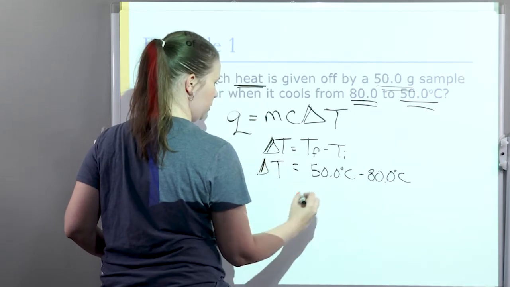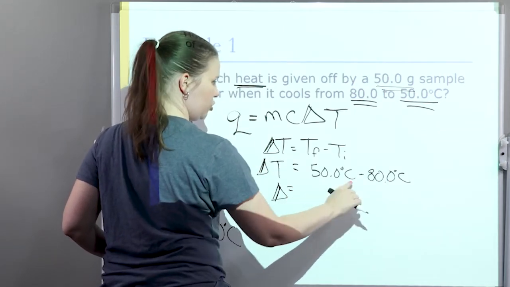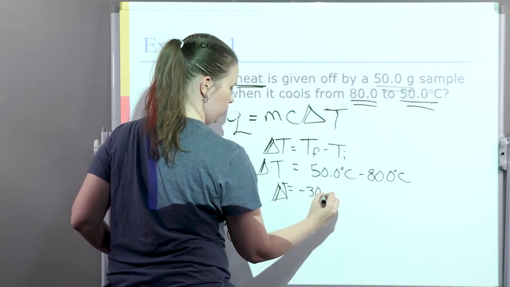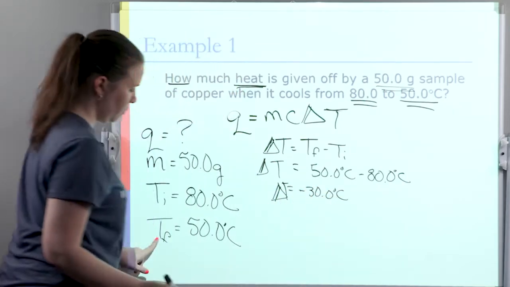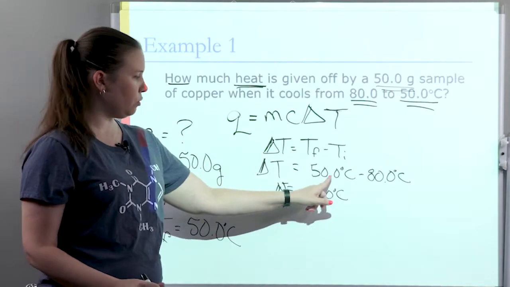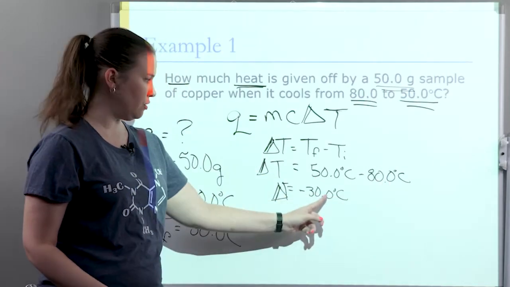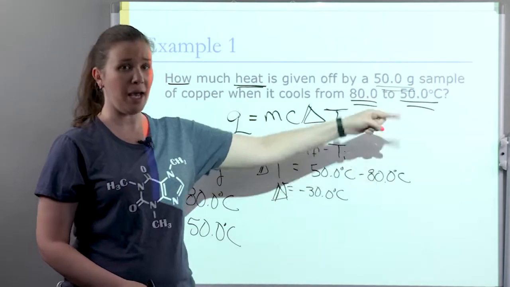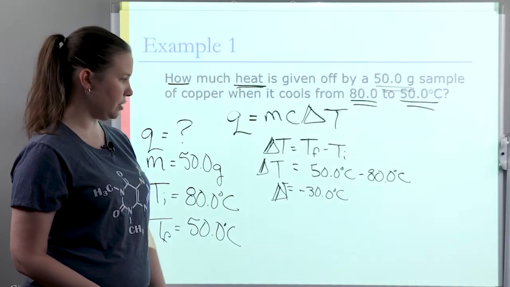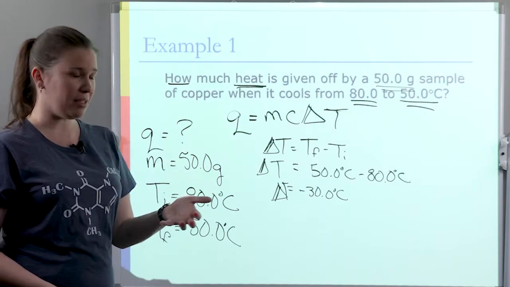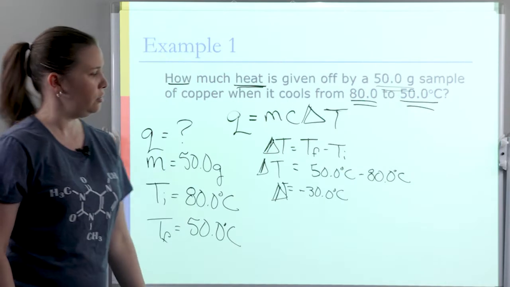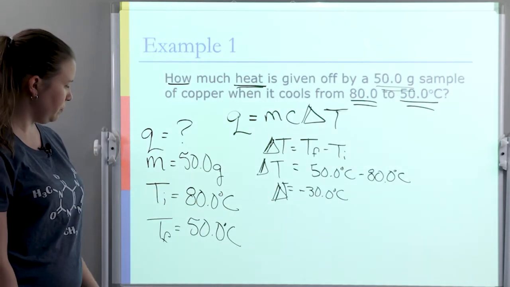So then my delta T is actually a negative 30.0 degrees Celsius. As far as significant figures go, when you subtract, you go by decimal places. And so I'm going to keep that 0.0 for my delta T. And then having the larger number after the subtraction sign makes my delta T negative. And we've got to think, does that make sense? Did we decrease the temperature? Well, yeah, we went from 80 down to 50. So that does make sense for our delta T.